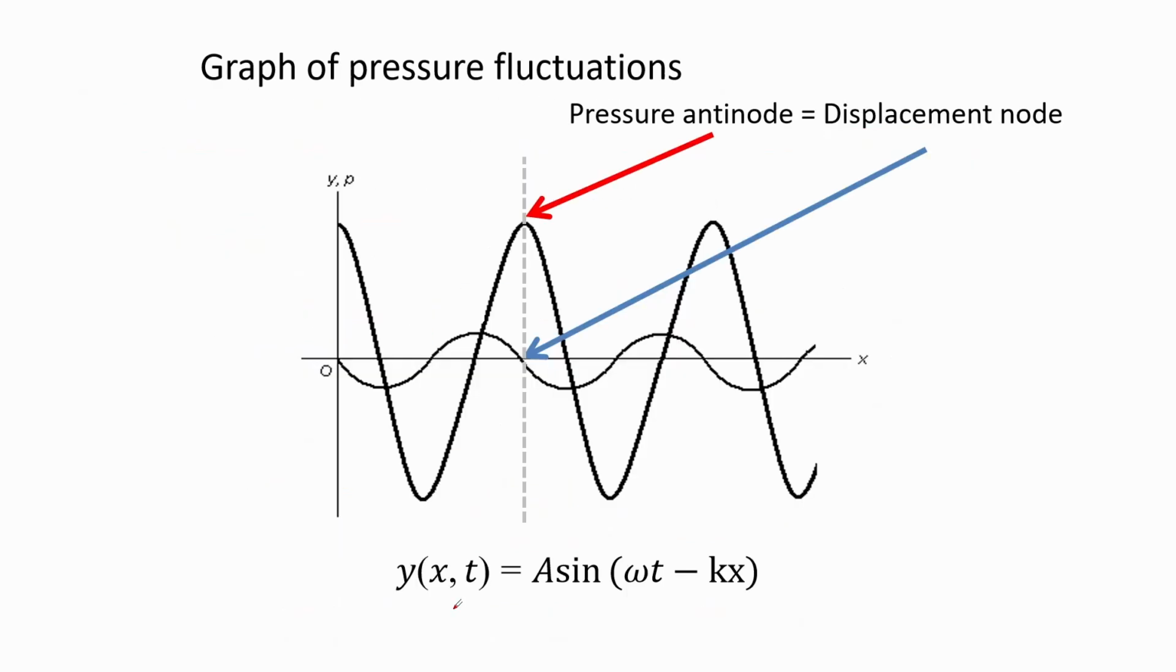Here we see the graph of the pressure and displacement functions. Currently, we are familiar with the function for the position variation, and now we derive pressure.